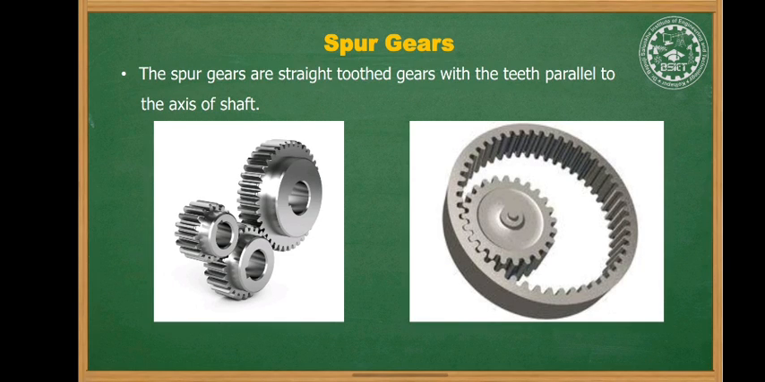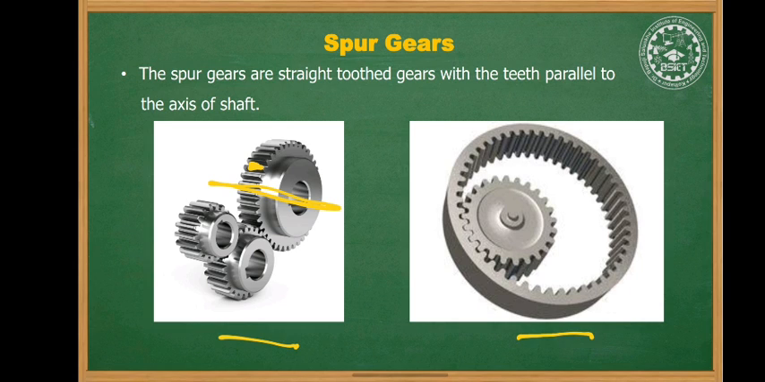Spur gears are straight tooth gears with the teeth parallel to the axis of the shaft. In the figure you can see two arrangements of gears. This is the first arrangement and this is the second arrangement. Here you can see the teeth of the gear. These teeth are parallel to the axis of the shaft. Such an arrangement is used for spur gears.